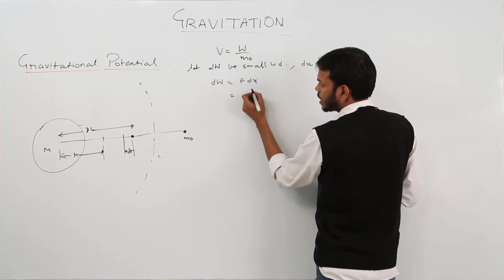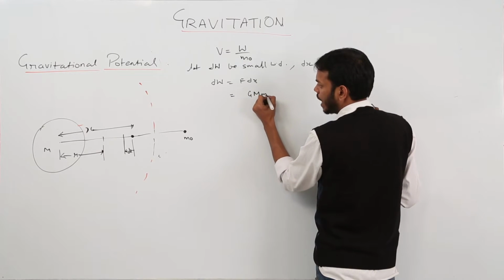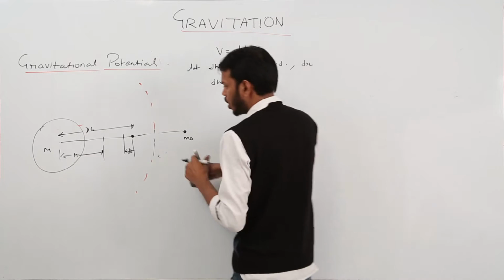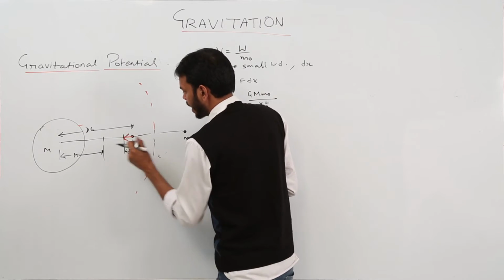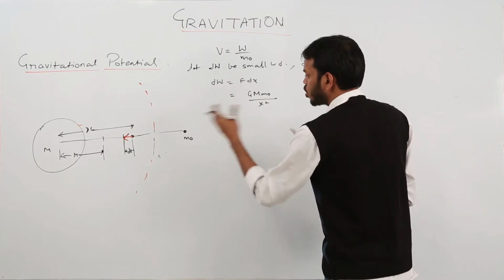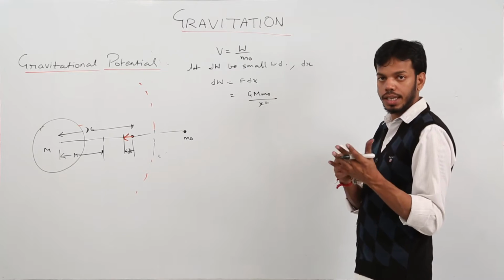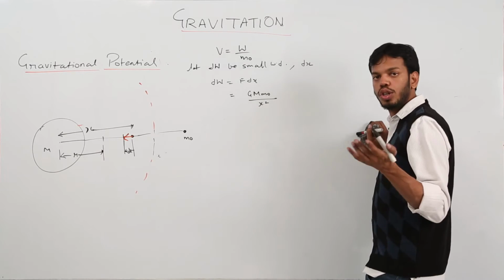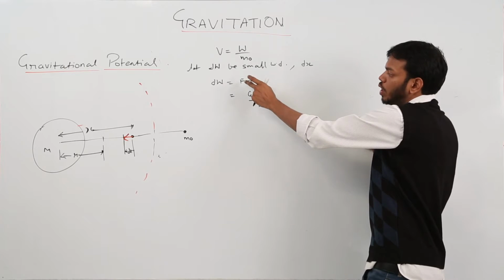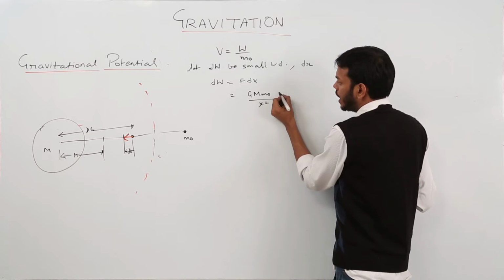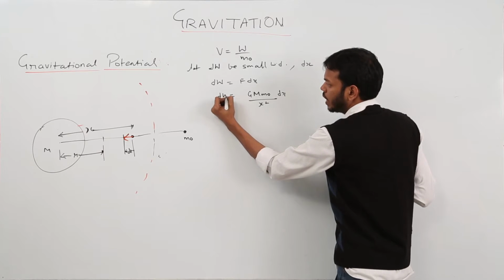So work dW would be equal to F dx, and since we considered the body to be at distance x, F is G M m0 upon x squared. This is the force acting on the body in this direction, and the small distance is in the same direction, so cos theta is cos 0 degrees, which is 1, so we don't have to use that value. So dW is G M m0 upon x squared dx. This is the value of small work done.